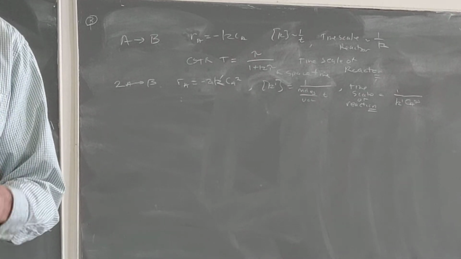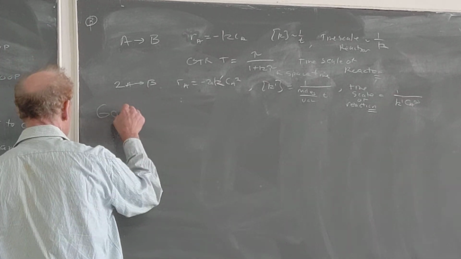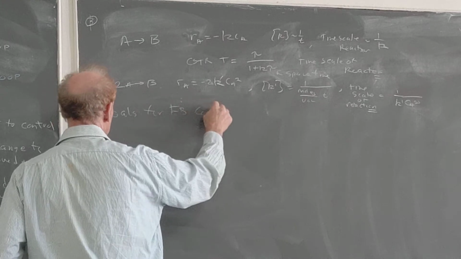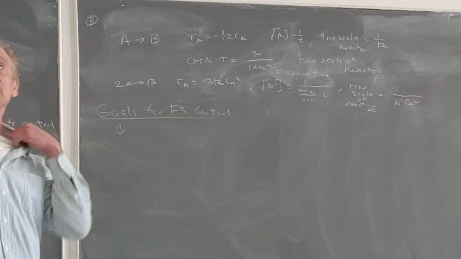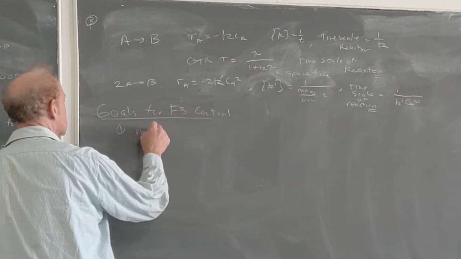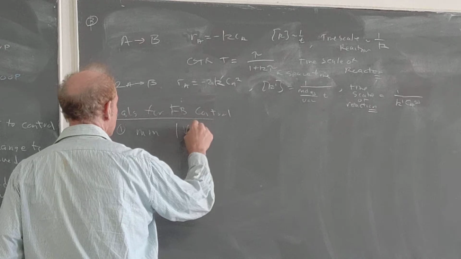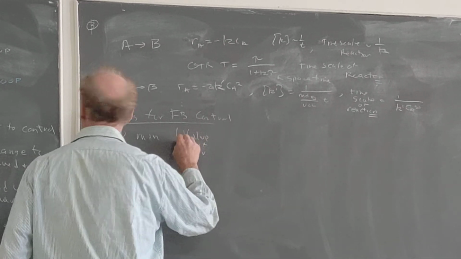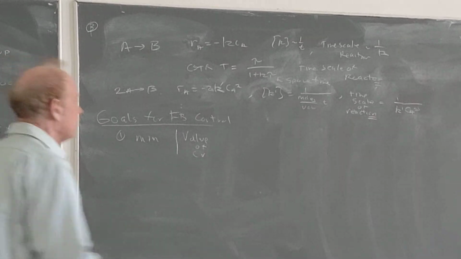So how do we measure how good feedback control is? Or what are our goals for feedback control? So one, we want to minimize the difference between the value of the control variable, which I'm going to call CD, and the set point.